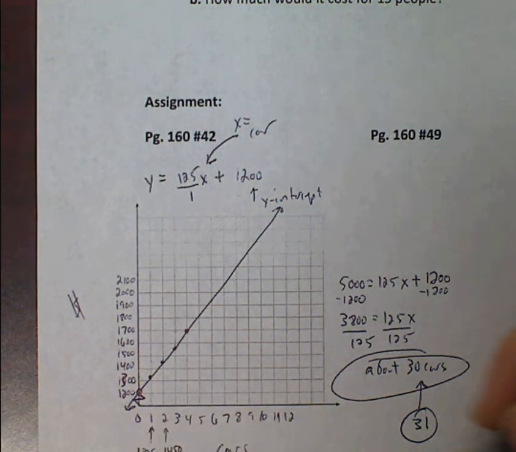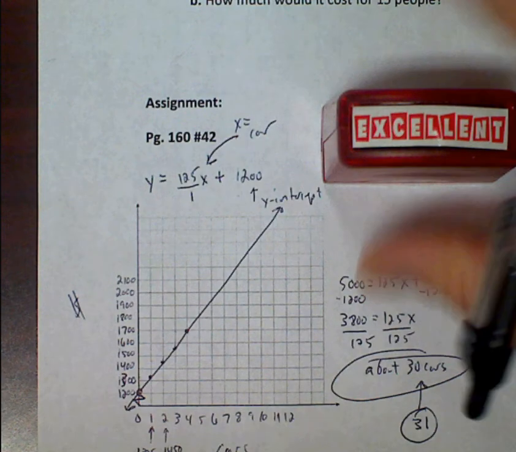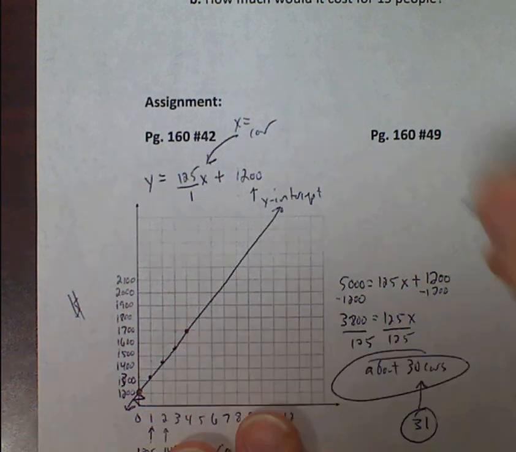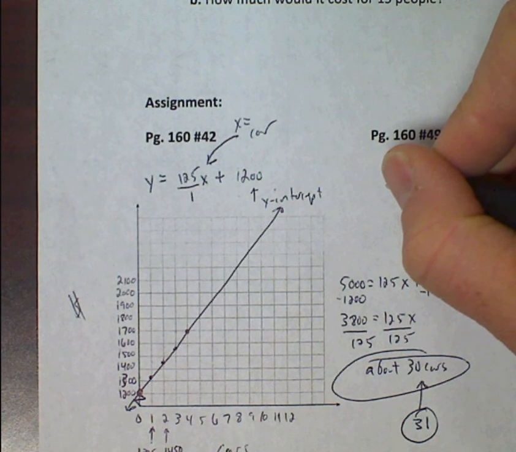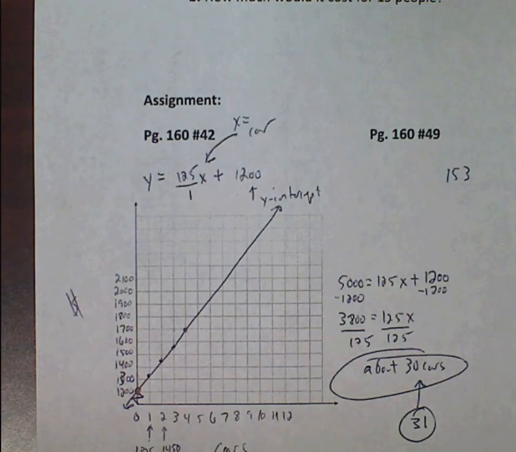Or about 30. Okay, so here we go. Page 160, number 49. Pause the video and try. It says, Ms. Johnson is renting a car for vacation and plans to drive a total of 800 miles. Okay? It says a rental car charges $153 for the week. So $153 is what we start with, including 700 miles and $0.23 for each additional mile. If Ms. Johnson has only $160 to spend on the rental car, can she afford to rent a car?